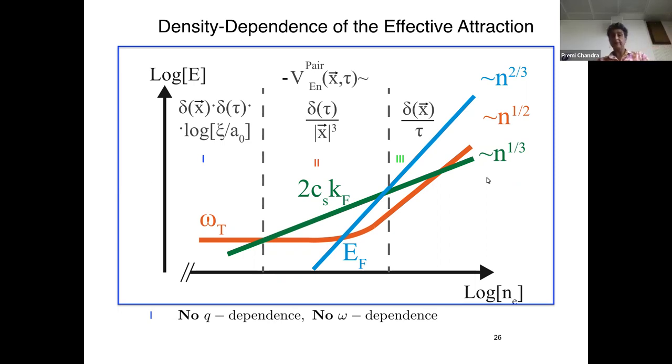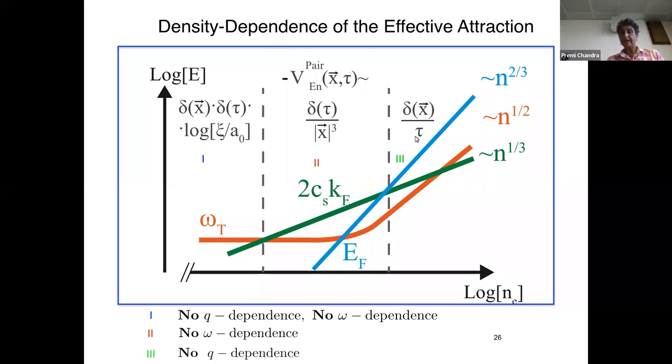And finally, as we go to higher density, there's no omega dependence here, so we don't have to worry about dynamics, but we do have to worry about space. And then finally, in the last one, we have no Q dependence, but we have time dependence. So here we have dynamics. Those are the three different regimes.